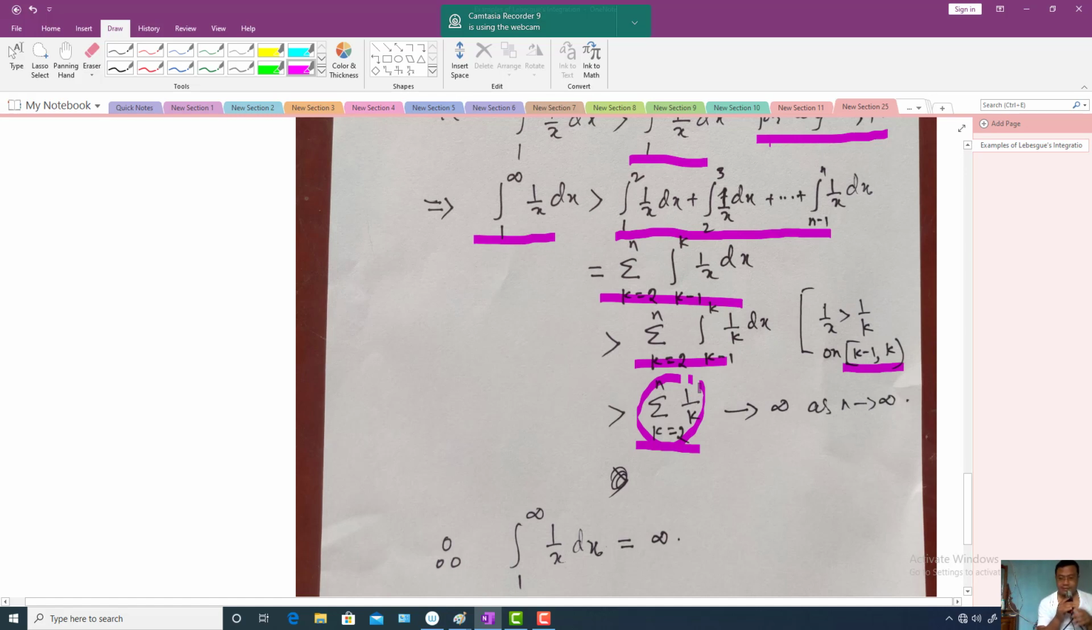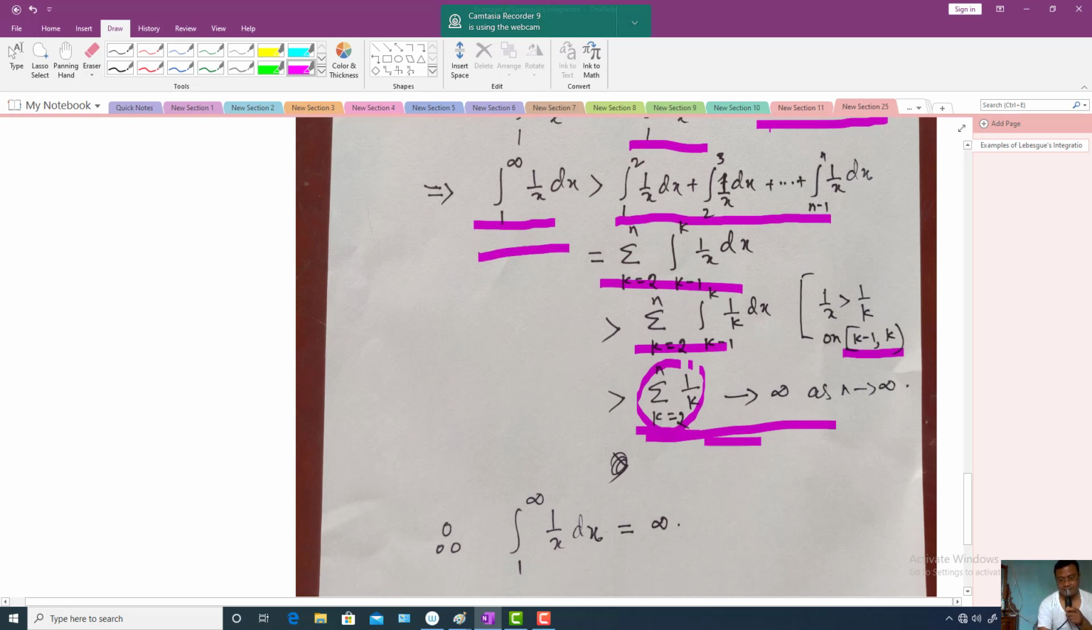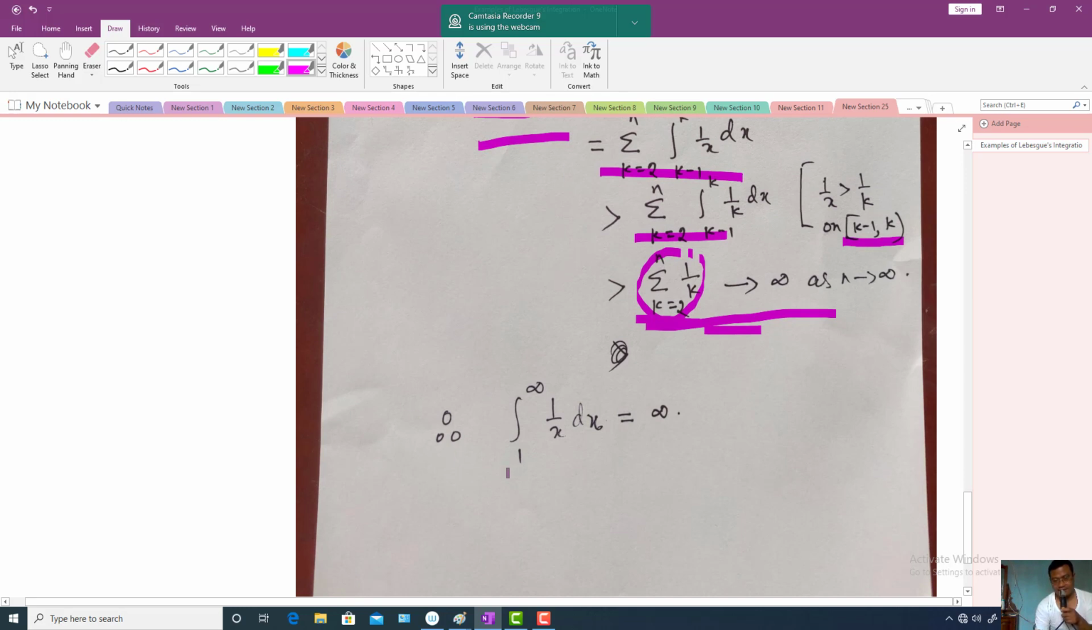But this sum, as n tends to infinity, goes to infinity. This is a divergent series. So the right hand side is infinity and the left hand side is greater than the right hand side, but this is going to be infinity as n tends to infinity. All right, so the integral from 1 to infinity of 1 upon x dx is equal to infinity.